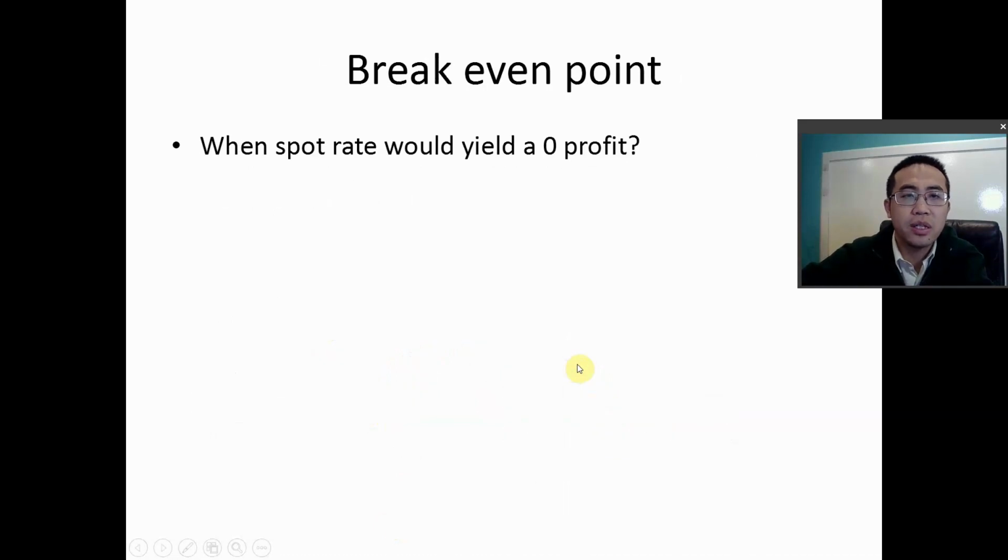So here it comes to a concept called break-even. What is a break-even point? A break-even basically means no profit, or zero profit. You do not have a loss, you do not have a gain. You just make zero profit. And based on that, you're going to solve for the spot rate. You're going to answer at what spot rate you are going to have zero profit, you're going to break even.